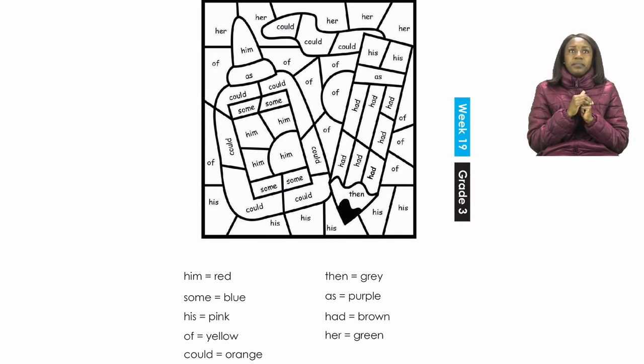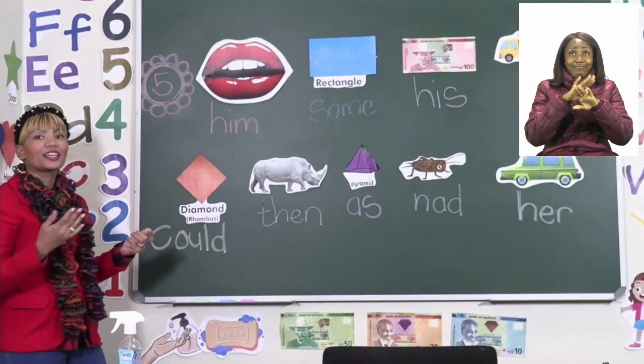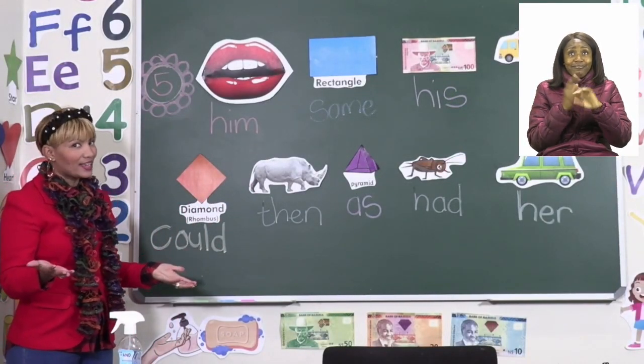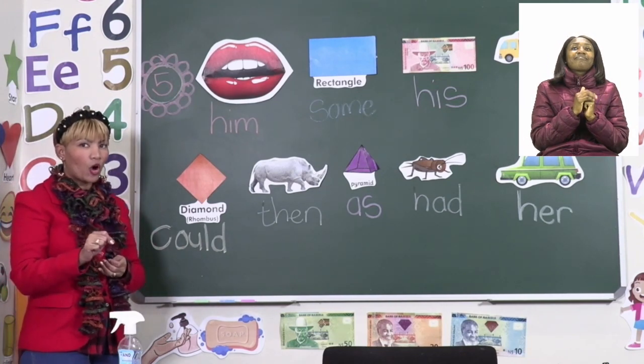Okay, so that means that you have to look at the block, you have to look at the word, and you have to color that block the color shown next to the word. Okay, now on the board, I put some pictures with different colors that can give you an idea as to what to color which block.